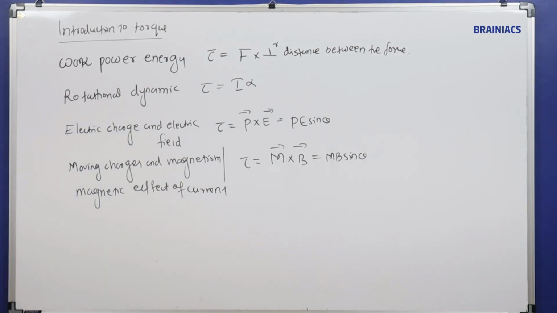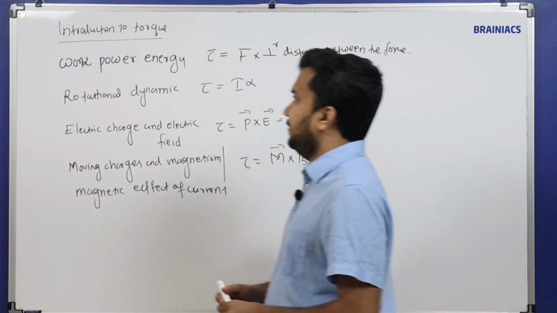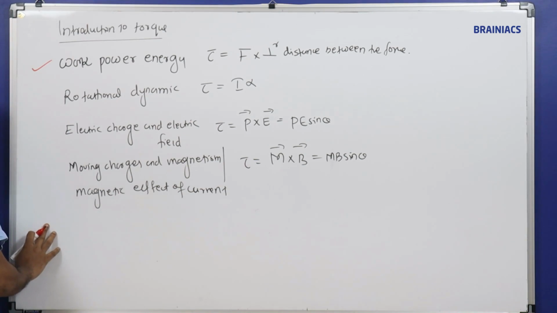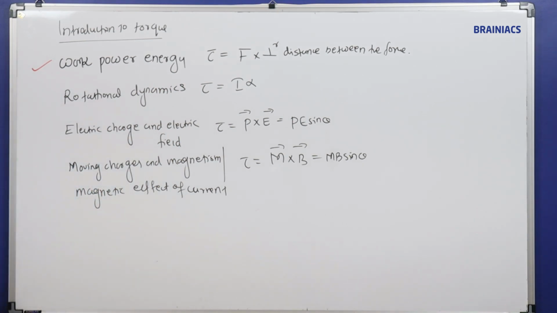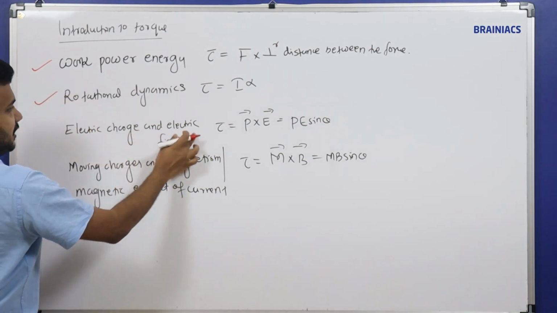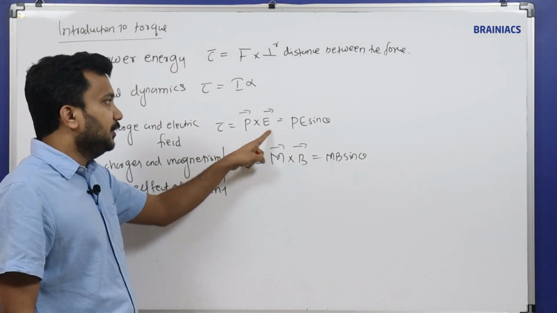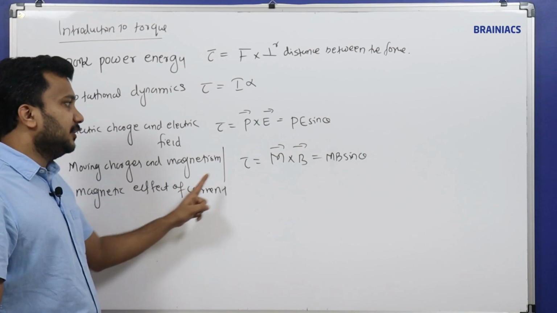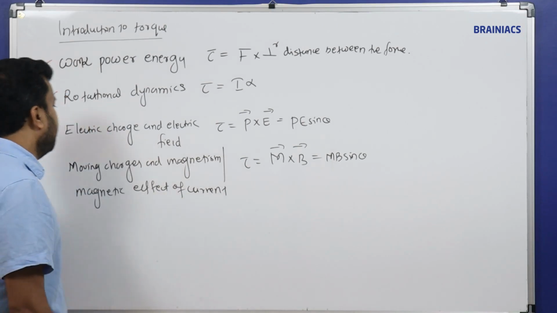So in the entire physics, combining first year and second year, we have 4 torque equations. Work, power, energy: torque is equal to force into perpendicular distance. Rotational dynamics: torque is equal to I alpha. Electric charge and electric field: torque is equal to P cross E, where P is the electric dipole moment, E the electric field. Moving charges and magnetism: torque is equal to M cross B, MB sin theta. M is called magnetic moment.